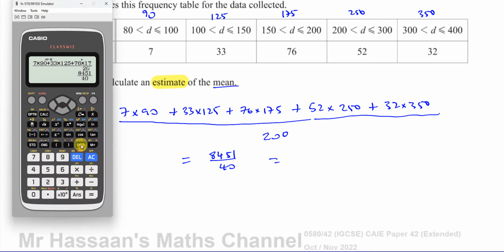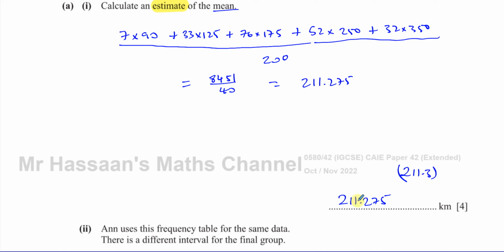Now, for an answer like this, they don't tell us how to round it. Because it's like an exact value, you could write this as 211.275 because it stops there. That's fine. Or if you wrote it as 211.3, that's also fine, because it's just an estimate anyway. So either of those are fine.